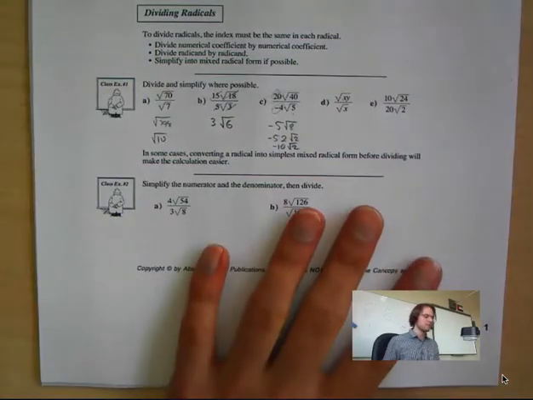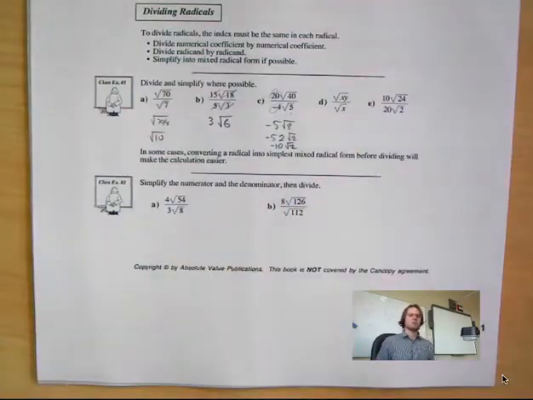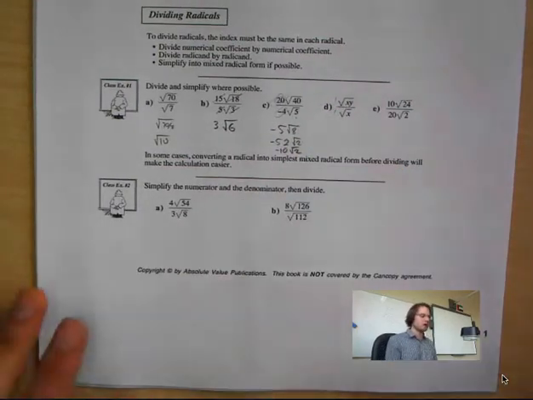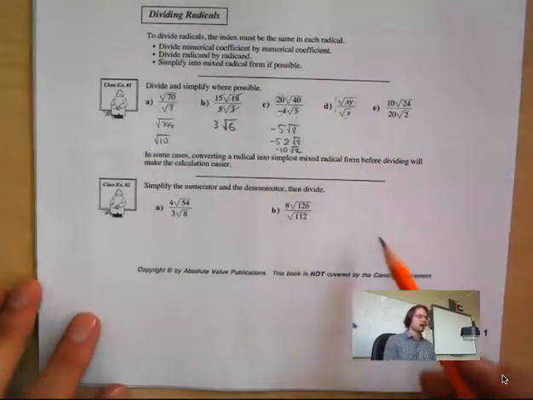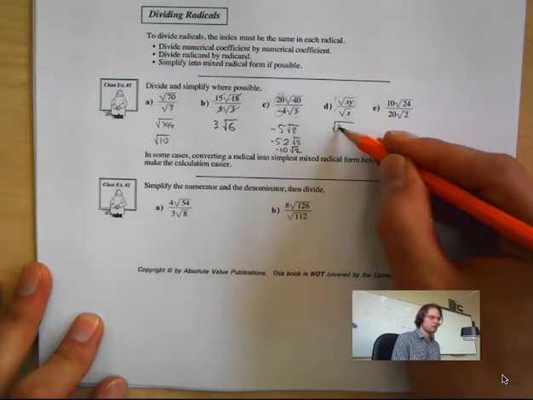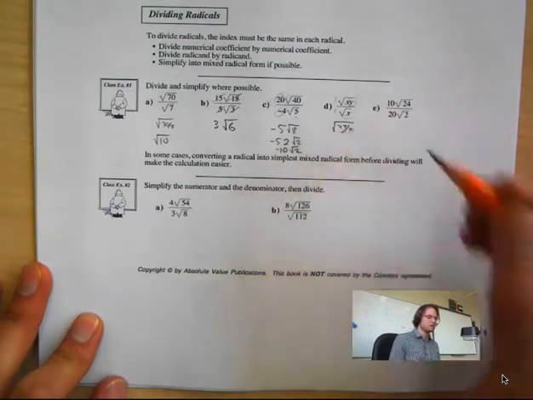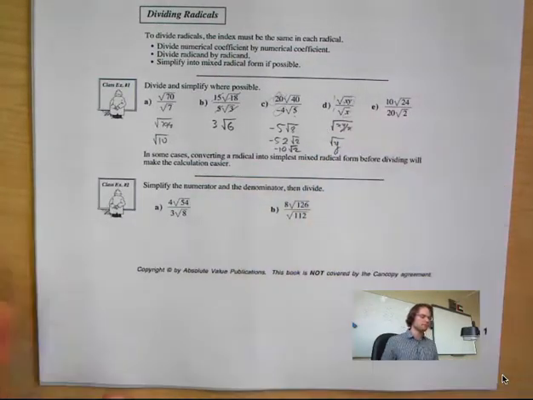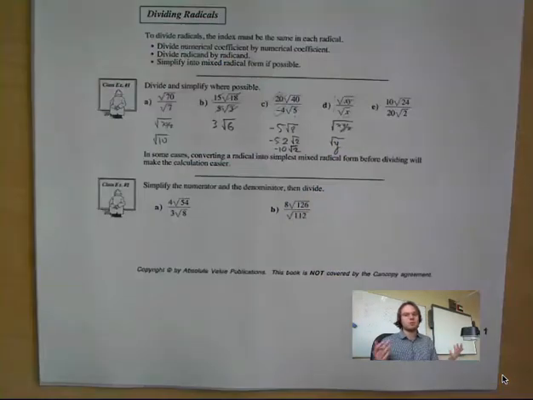Okay? Let's try this next one here. We have no coefficient, so we're just going to look at what's the radicand inside. I have xy and x, so square root xy divided by x. Well, here my x's cancel off. I'm just going to be left with square root y, because x divided by x is 1.